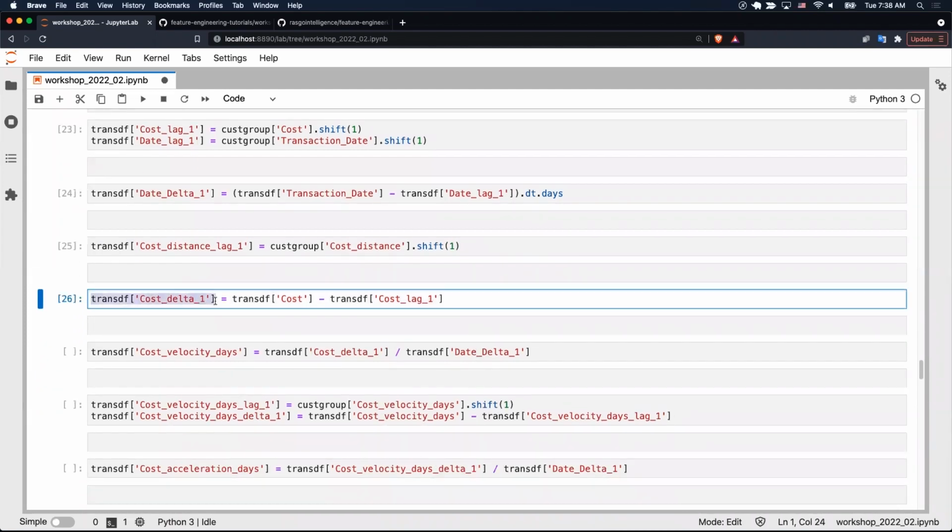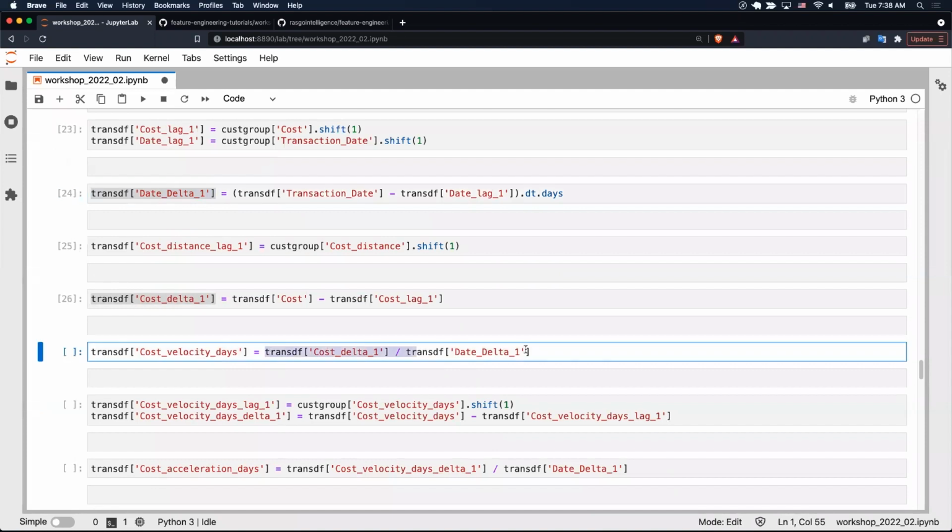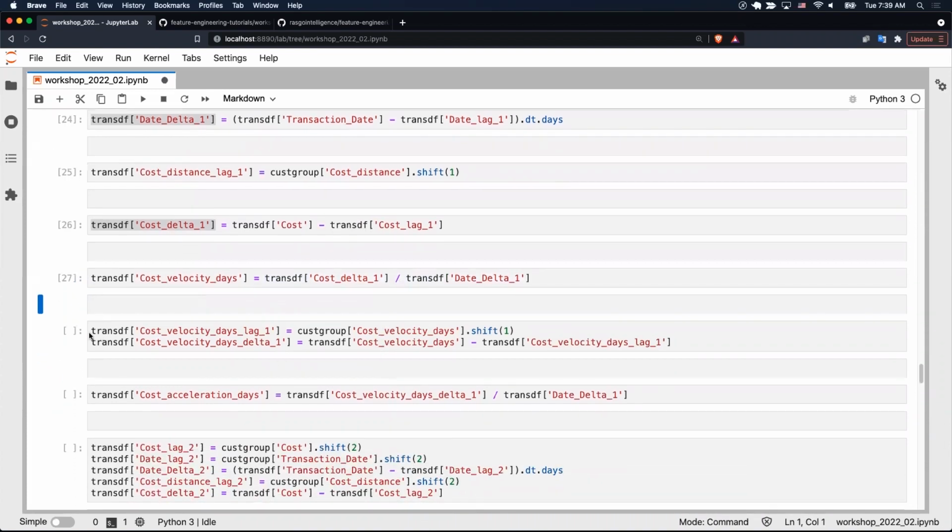And I have this difference, the difference in cost, and I have this time difference. If I take the difference in cost and divide it by a time difference, as a physicist, this looks to me like a velocity. This is a spend velocity. So I can see how they're changing. Now, I think these spend velocities are really interesting.